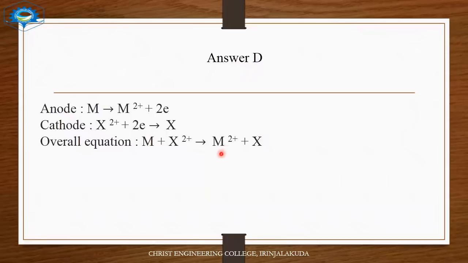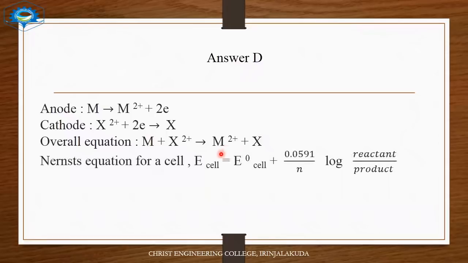From this overall equation, we have the Nernst equation for a cell. What is the Nernst equation for a cell? E cell is equal to E0 cell plus 0.0591 by N log reactant side by product side. If we are considering a plus form here, then we have to write log reactant by product side. That is, the reactant side is M plus X2 plus.